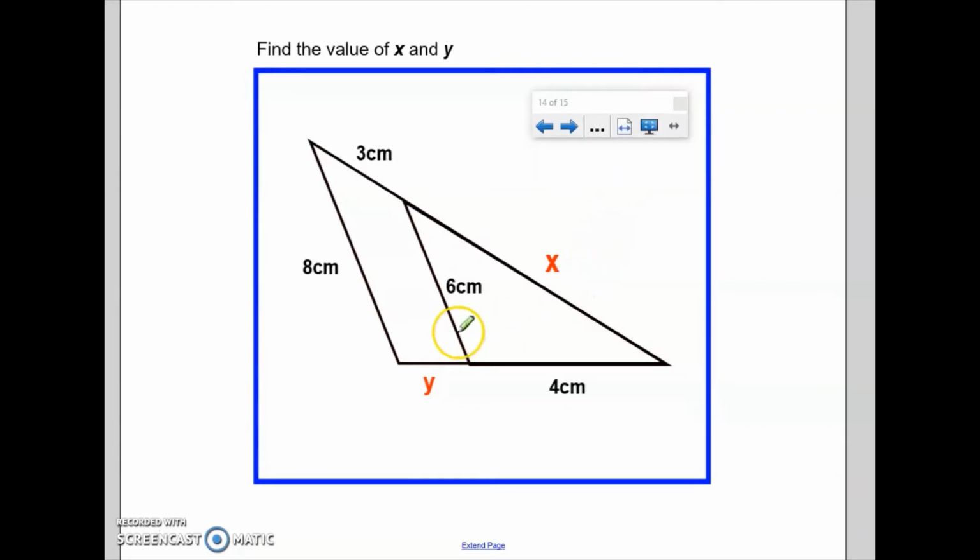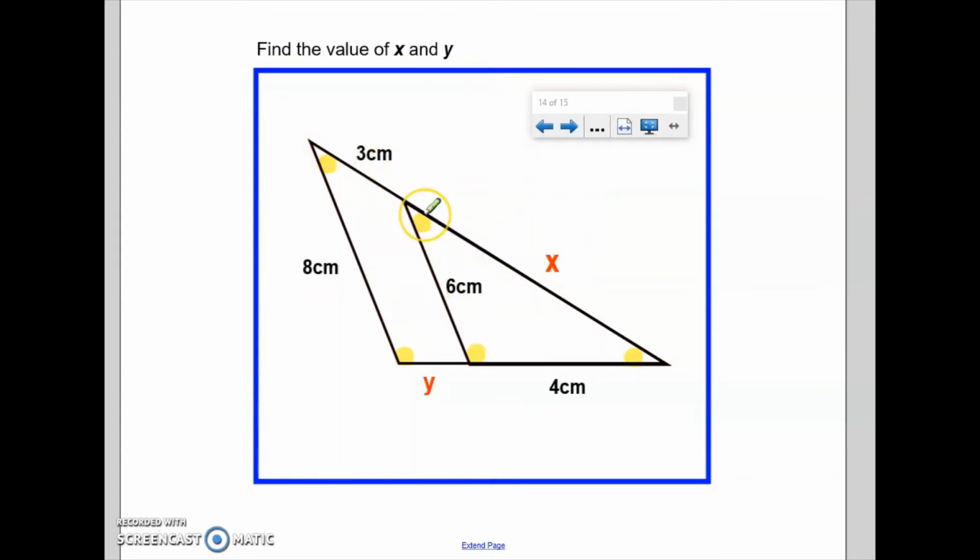Okay, welcome back. Again, we're dealing with similar shapes, this angle and this angle being the same, this angle and this angle being the same, and of course this angle being the same. This line and this line are parallel, so we can talk about corresponding angles just to prove the similarity in the question.